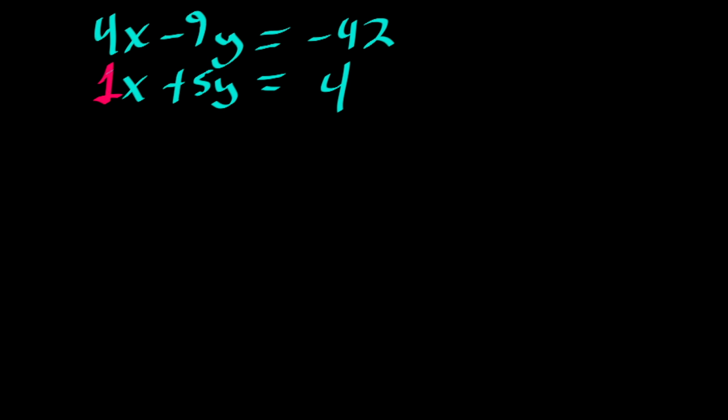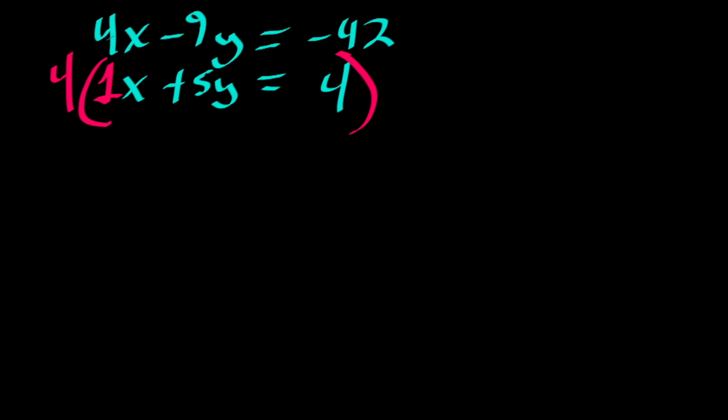But here's what we can do. We could multiply, and let's say we want to use this second equation. We could multiply this second equation by a number that would end up with us getting 4x here. Now, what number would that be? Well, we would just multiply by 4. Now, here's what you can do if you want to do two things in one, which is a trick I would use.